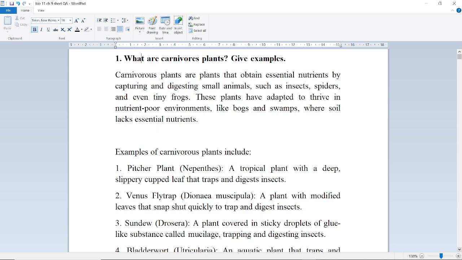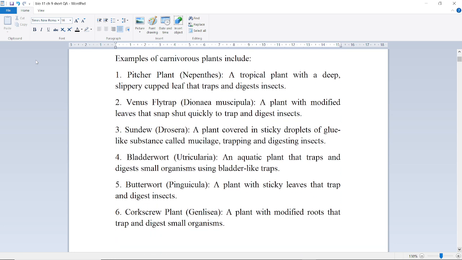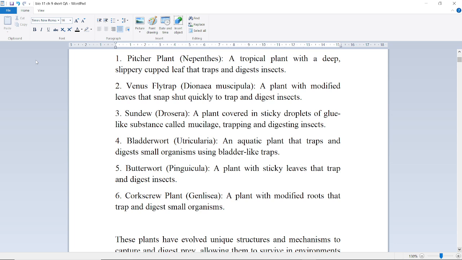Examples of carnivorous plants include pitcher plant, a tropical plant with a deep, slippery curved leaf that traps and digests insects. Next is Venus flytrap, a plant with modified leaves that snap shut quickly to trap and digest insects. Next is sundew, a plant covered in sticky droplets of glue-like substance called mucilage, trapping and digesting insects.